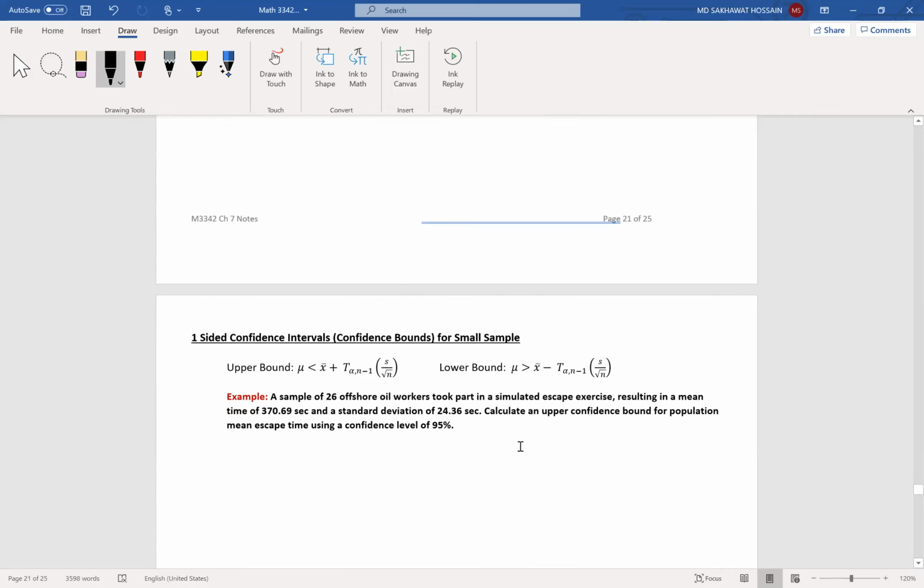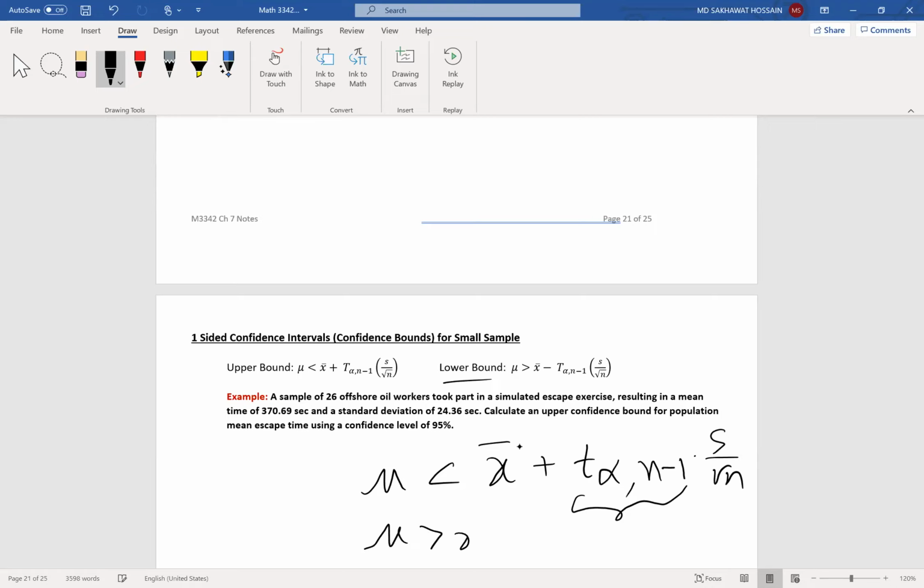Similar to the large sample, we can also construct the one-sided confidence interval for the small sample. The one-sided confidence interval for the upper bound is mu less than X bar plus T alpha, instead of alpha over 2, it is alpha, comma n minus 1, times S over square root of n. The only difference is T alpha, not T alpha over 2. For the lower bound, it is mu greater than X bar minus T alpha comma n minus 1 times S over square root of n.